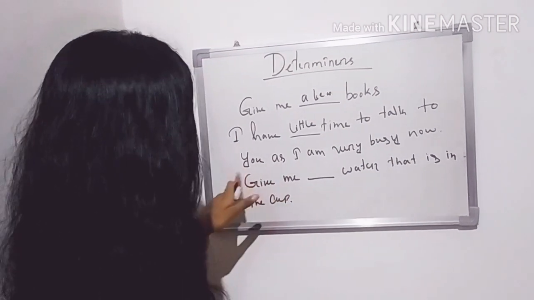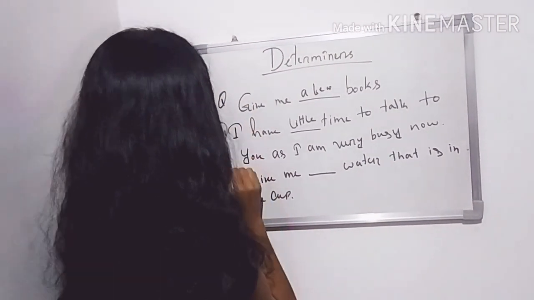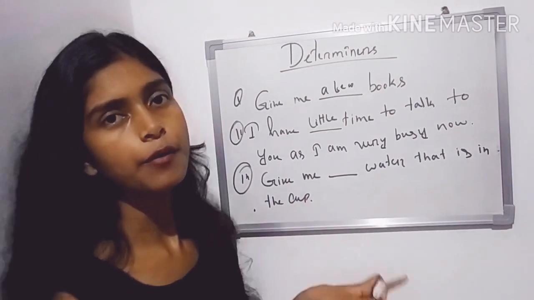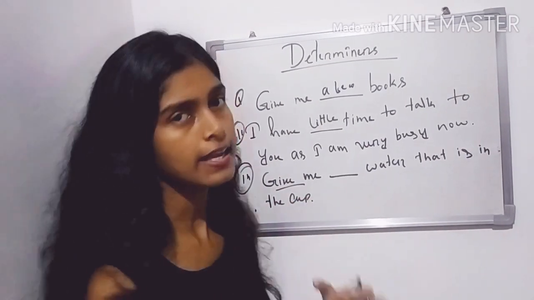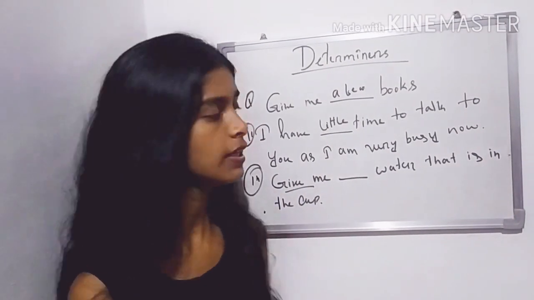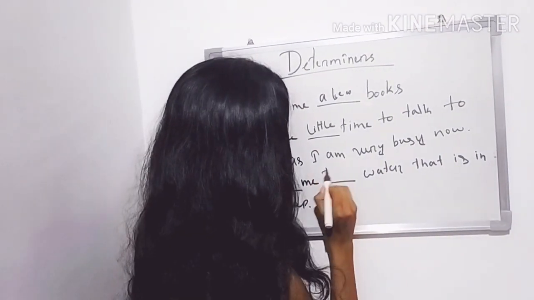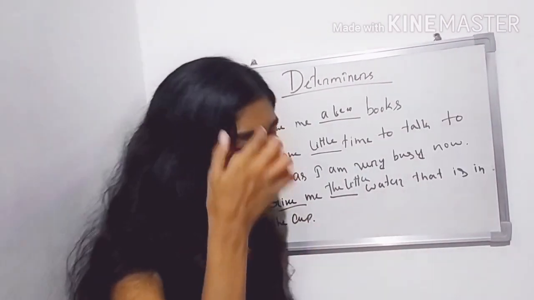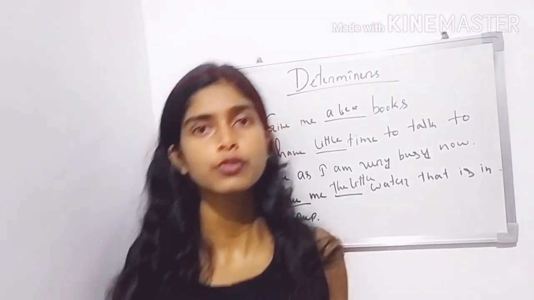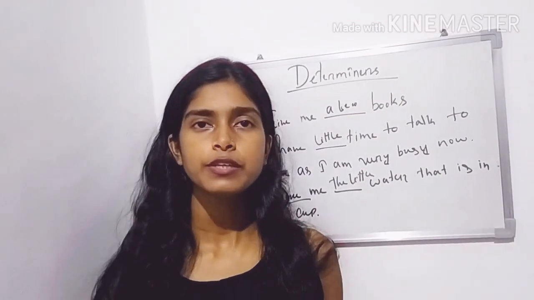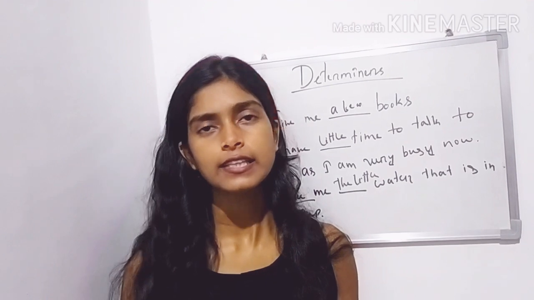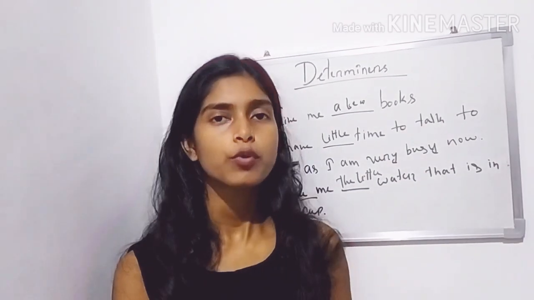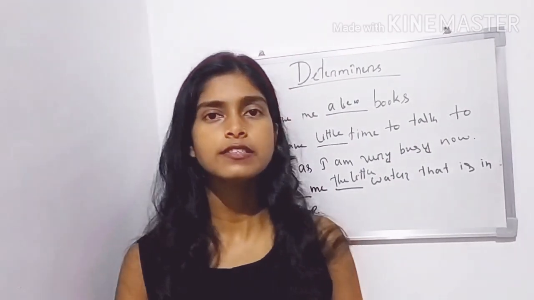In the third sentence, it is written, give me dash water that is in the cup. Now the person is asking the other person for all the water that is in the cup. That is why we are going to use the little. Give me the little water that is in the cup. So you can see the differences. The difference between few and little is that few is used before countable nouns and little is used before uncountable nouns. Otherwise meaning wise they are the same, and they both are indefinite determiners.